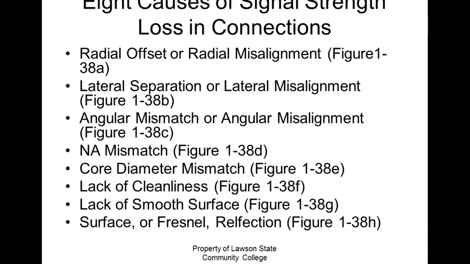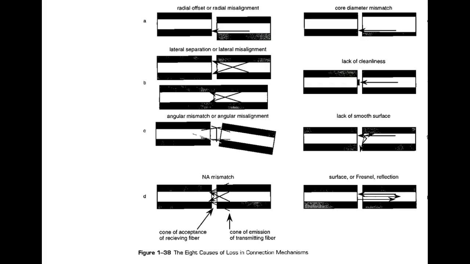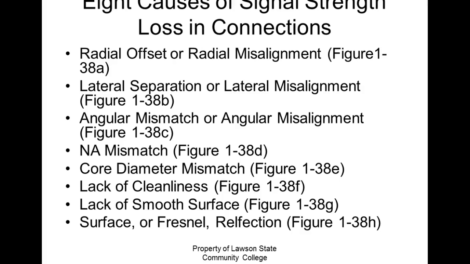So these are the main causes of signal loss in a connection. Radial offset, misalignment, which we've already seen, lateral separation. These are the pictures. Radial offset, misalignment, lateral separation, or lateral misalignment, angular mismatch, or angular misalignment, numerical aperture. So I use the wrong cables. I come in with a single mode cable on this side, and I come out with a multi-mode cable on the other side. That's going to give us problems. These are what we control right here. These last three. What are those?